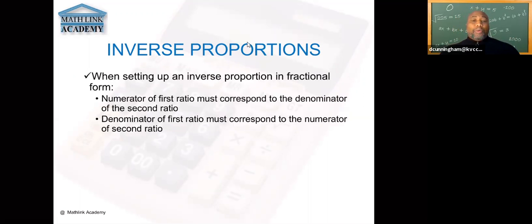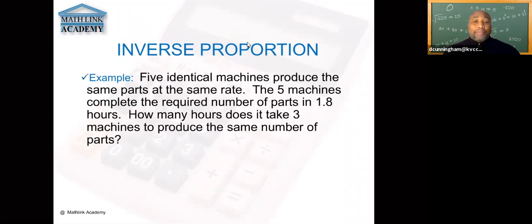We're setting up inverse proportion. We set up a little bit different. So let me show an example and see how we can set this up. So let's see this example. Let's read it and see how we set it up. So 5 identical machines produce the same parts at the same rate. The 5 machines complete the required number of parts in 1.8 hours. So 5 machines produce the same amount of parts in 1.8 hours. How many hours does it take for 3 machines to produce the same number of parts?